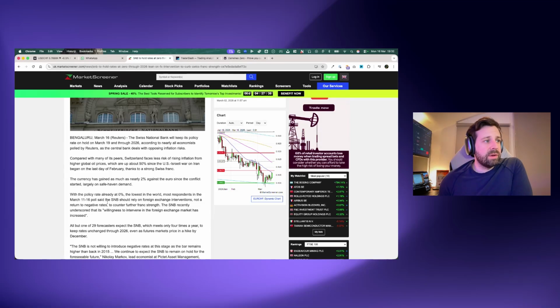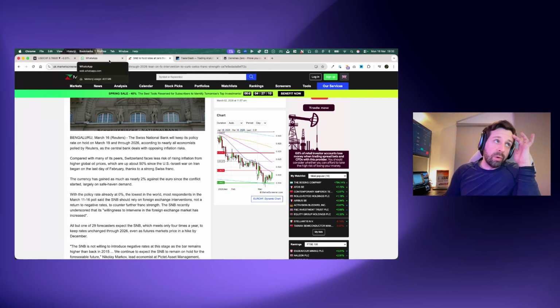With the policy rate already at 0%, the lowest in the world, most respondents in the March 11th to 16th poll said that the SNB should rely on foreign exchange interventions, not a return to negative rates, to counter further franc strength. The SNB recently underscored that its willingness to intervene in foreign exchange markets has increased. Basically, the action on the franc is going to be muted from here on in for a while.